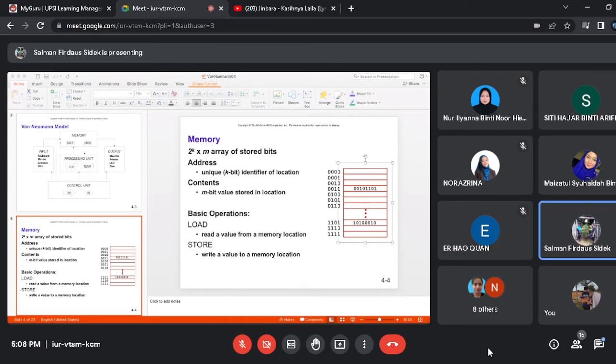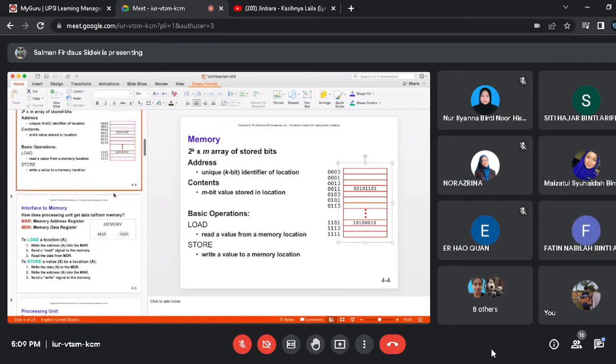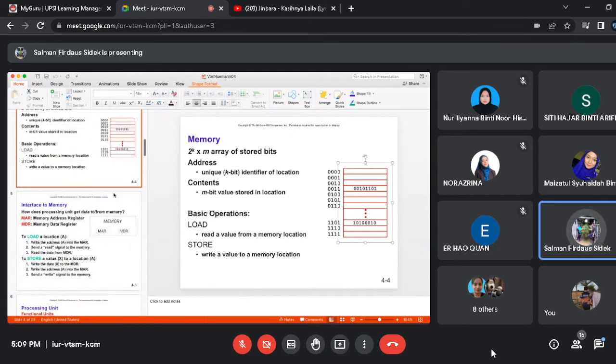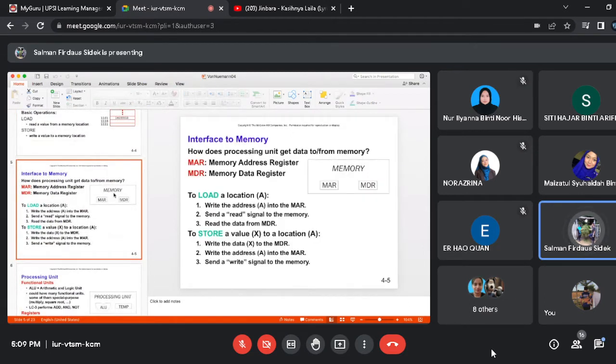So don't be confused with the word. From and to are two different things. Keep and store, or keep and send, are two different things. So that is the meaning of load and store. Load means send, store means keep. That's it. Okay, any question? No, sir. No questions. Thank you, sir.